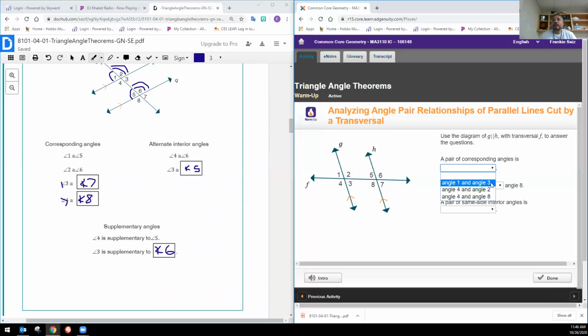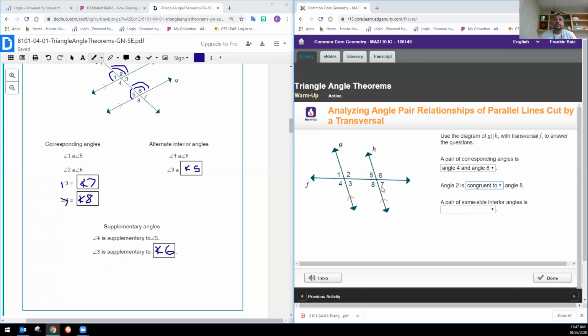Okay, we don't have angle 1 and 5, but 1 and 3, those are vertical angles. 4 and 2, also vertical angles. 4 and 8 are the only corresponding angles, so it's that one. Angle 2 and angle 8, well, these ones are alternate interior, because this is angle 4 and 6, 3 and 5, so this one's asking 2 and 8. Those 2 are, let's see, congruent. Angle 2 is congruent to angle 8.